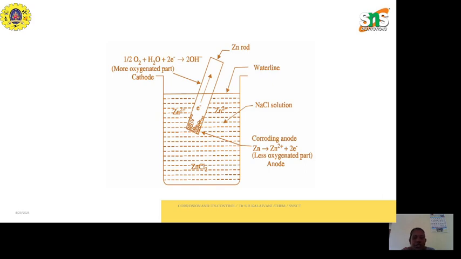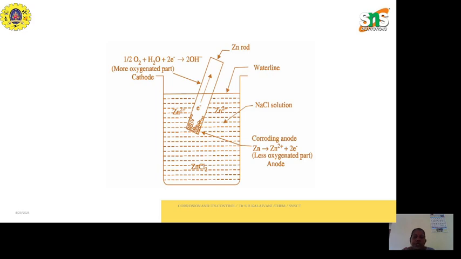In the case of differential aeration corrosion, a single metal is exposed to varying concentration of oxygen: less aerated and more aerated. The less aerated part acts as the anodic part, that means it undergoes corrosion. The more aerated part acts as the cathodic part, that means the cathode, no issues.